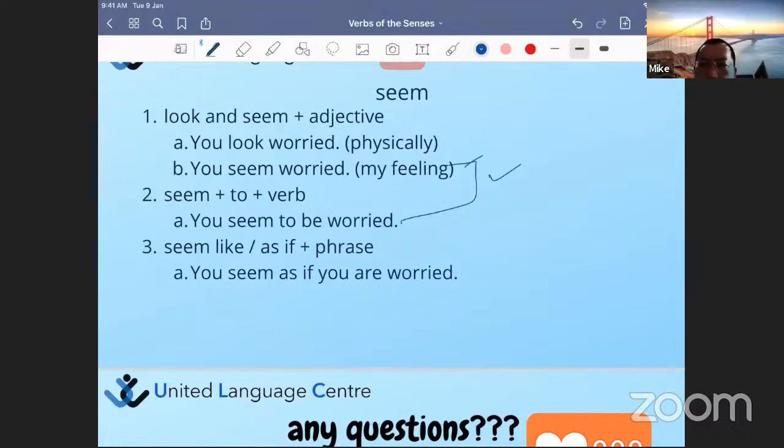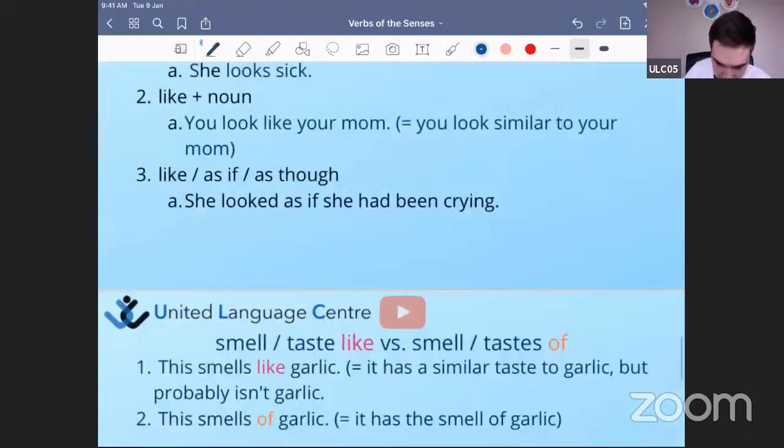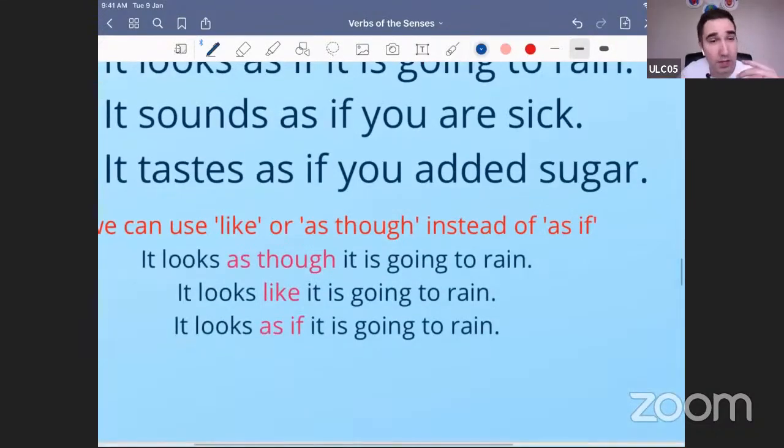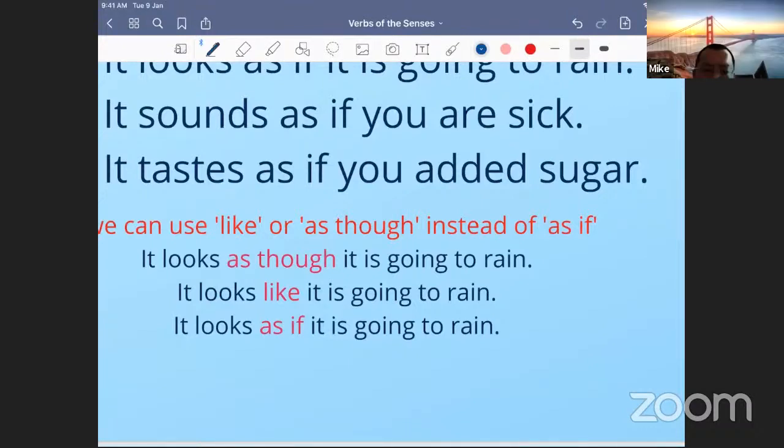Yeah, it's quite a lot to remember. Like, if, as though. Again, look like, right? If we go back to these three, I pretty much 99% of the time say like. It looks like it's going to rain, right? So I pretty much 99% of the time would use like.